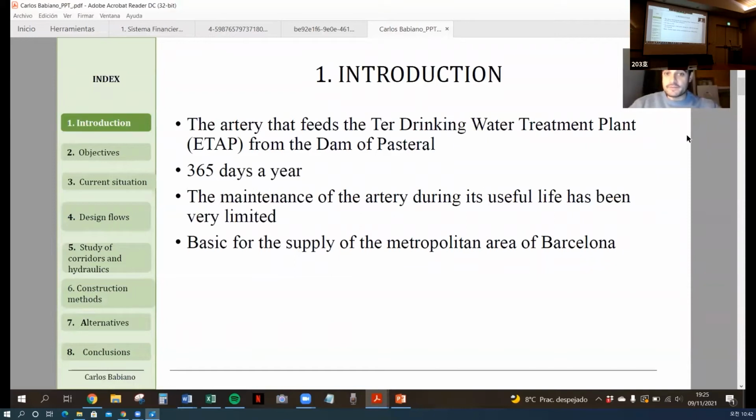The maintenance of the artery during this process is useful, but it has a very limited useful life. And now it's time to change it because the concrete is very damaged and so on. This artery is a basic supply for the metropolitan area of Barcelona. So it's a very important infrastructure for the country.